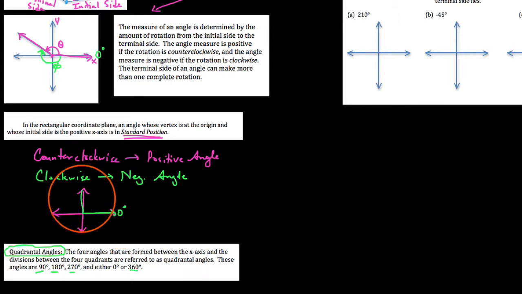But we're going to refer to this up here. We say this angle right here is a 90-degree angle. This would be 180 degrees over here if we were to rotate this way, a 180-degree angle. We call that a straight angle as well.